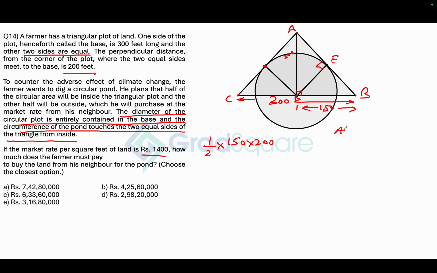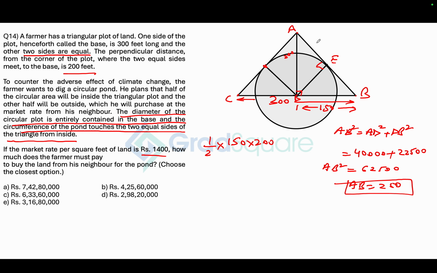Now understand, AB square will be equal to AD square plus DB square. AD square will be 40,000, and what will be DB square? 150 square. So that will be 22500. This if you add, it becomes 62500. That's the value of AB square. That means what is the value of AB? The value of AB will turn out to be 250.